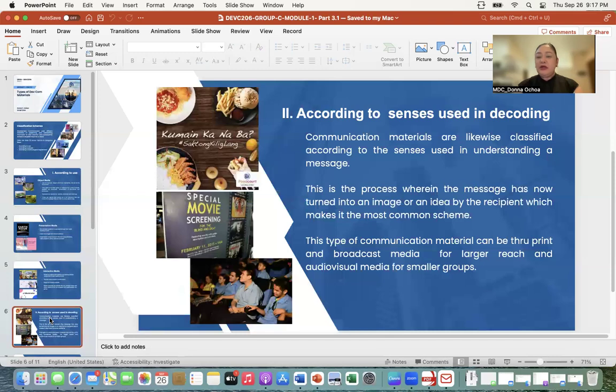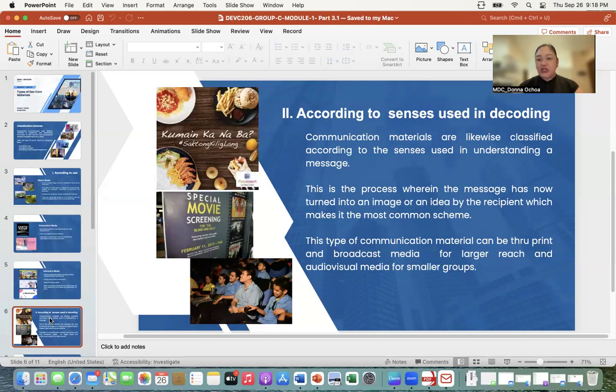The next scheme is according to senses used in decoding. Communication materials are likewise classified according to the senses used in understanding a message. This is the process wherein the message has now turned into an image or an idea by the recipient, which makes it the most common scheme.